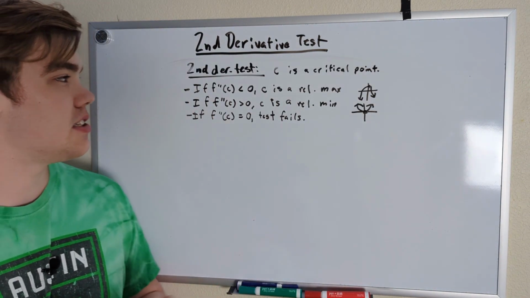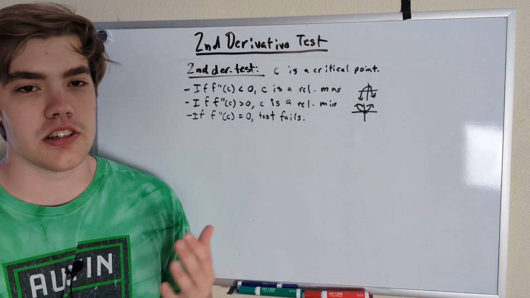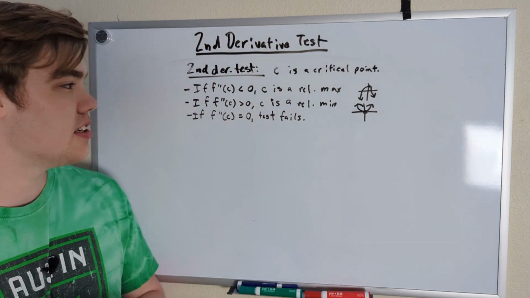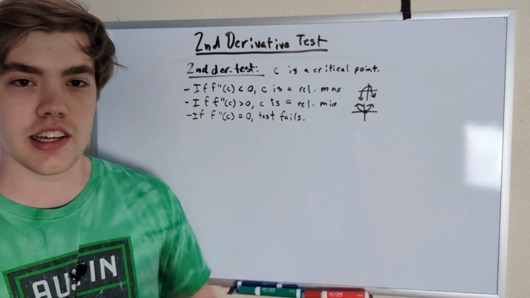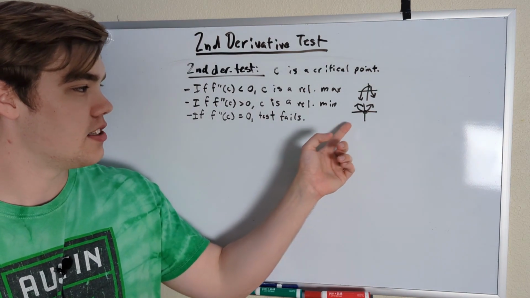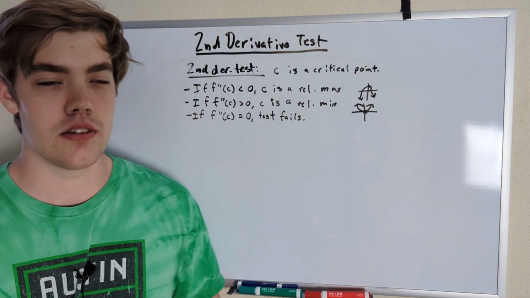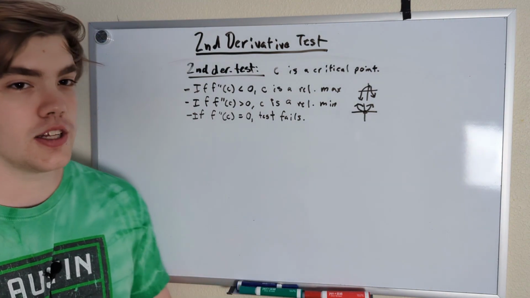The second derivative test states that c is a critical point. And if f double prime of c, aka you plug in c to your function, is greater than 0, c is a relative minimum, aka the bottom of a curve. Kind of like just x squared. If f double prime of c is less than 0, c is a relative maximum. So it's the top of a curve, kind of like this little graph here. And if f double prime of c equals 0, the test fails.